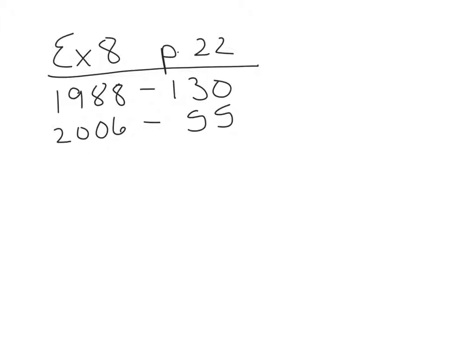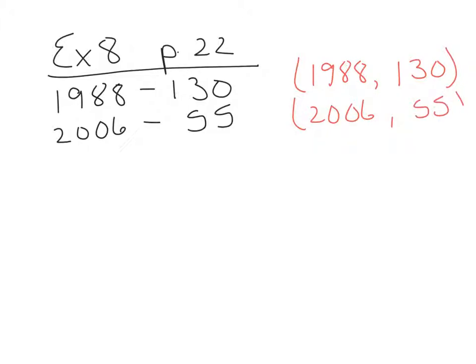So this is very similar to the last question we did. We've got years, we've got students, and we're going to make ordered pairs out of them. So those ordered pairs will be 1988, comma, 130 for X and Y, 2006, comma, 55. So this is X1, Y1, X2, Y2. We're going to find the slope. So that slope formula is, again, Y2 minus Y1 over X2 minus X1.